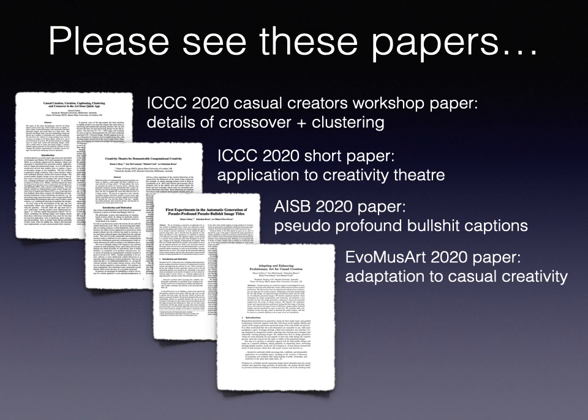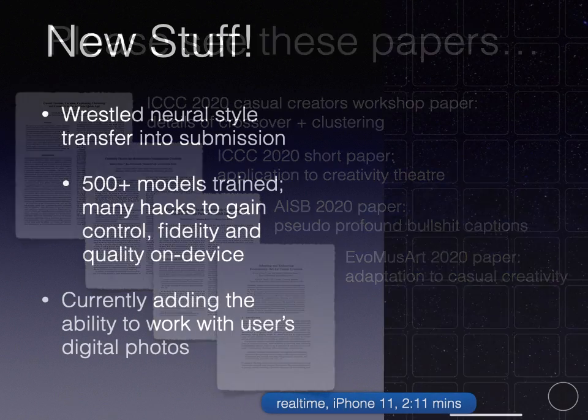The AISB 2020 paper talks about how I get those bullshit captions to work, and the Evo Muse Art paper from the start of the year is really how I took an old style evolutionary art technique and massaged it into this nice, fluid, fast, casual creator. There is some new stuff I want to share with you today.